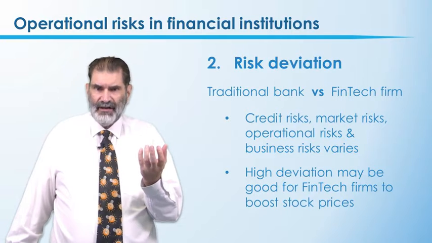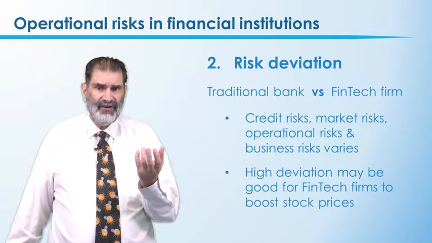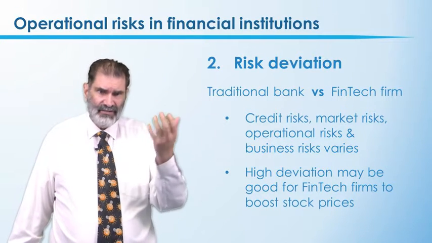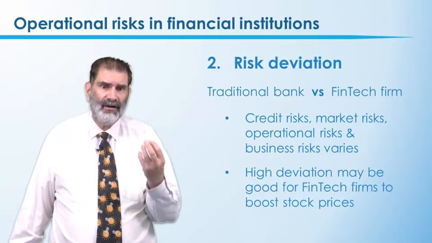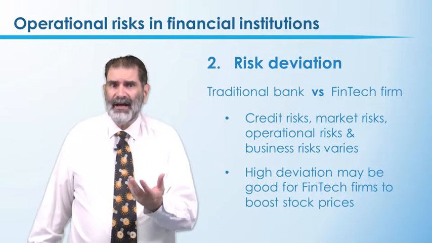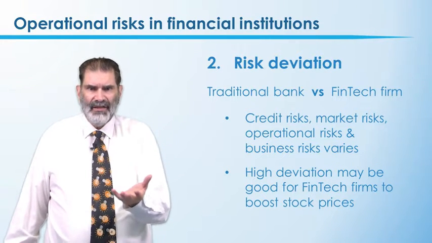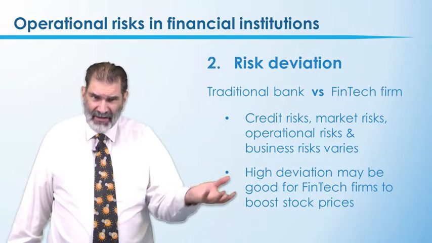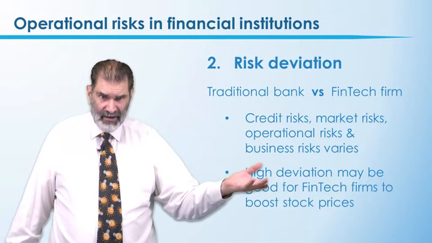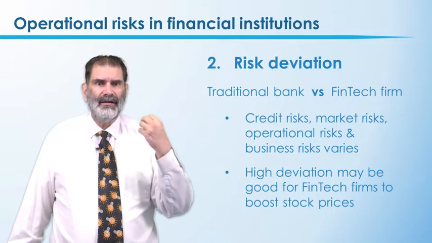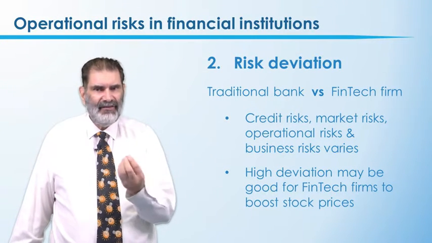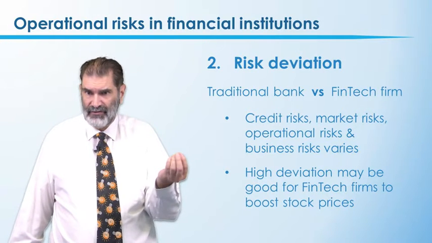Another factor that comes into play in operational risk is that risk deviation may be underestimated. In traditional banks, like in our earlier session, we talked about Deutsche Bank, where credit risk is high, market risk is high, but operations risk is lower, and business risk is low. That may not be true, and probably isn't true for fintech firms. Market risk may be much lower. Credit risk may be much lower, but business risk and operational risk can be huge. And the deviation can be much more than you might have traditionally thought.